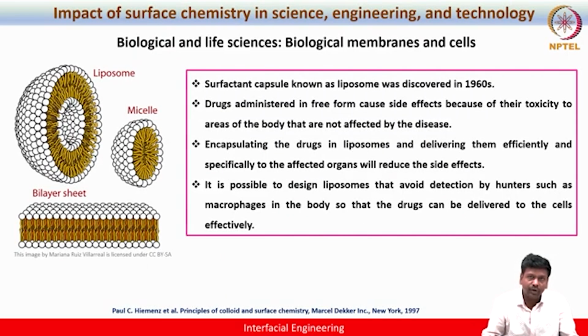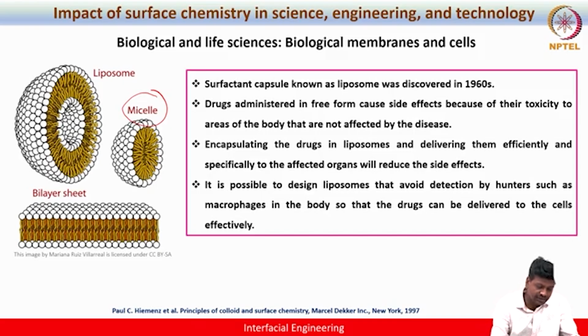Now we will move on to the impact of surface chemistry, maybe from different applications' points of view. So let's first take an example of biological and life sciences applications, for example, biological membranes and cells. Now we know what are known as liposome, micelle, and bilayer sheet. These are self-assembled structures of lipid molecules. You may have seen this term micelle whenever you dealt with surfactants, right? Surfactants are known to form micelles.